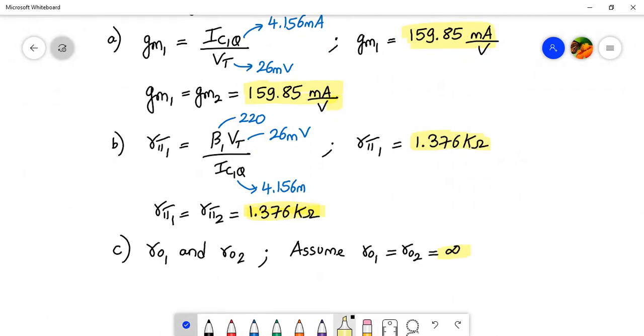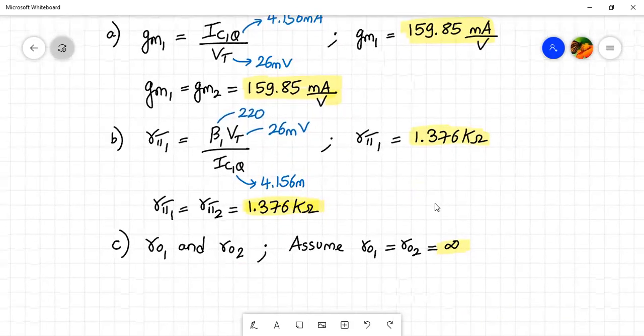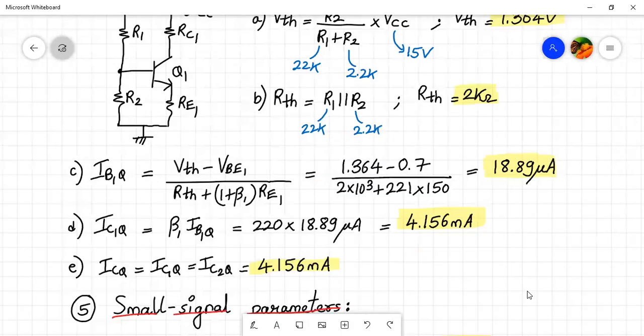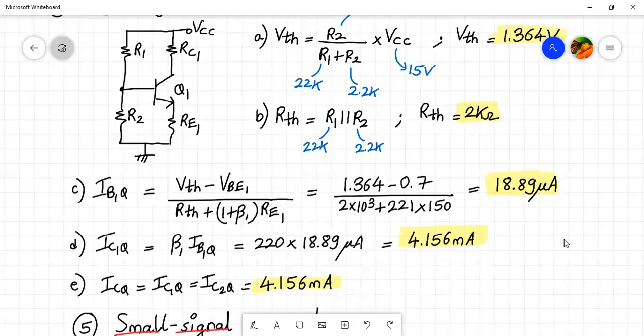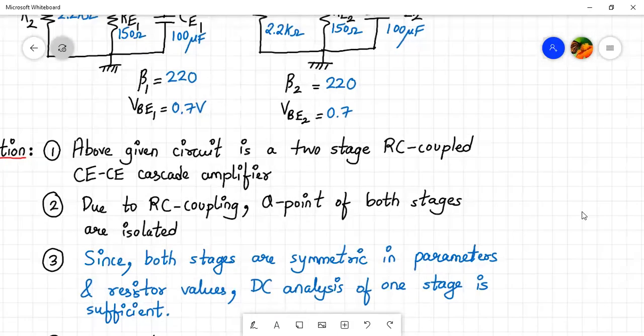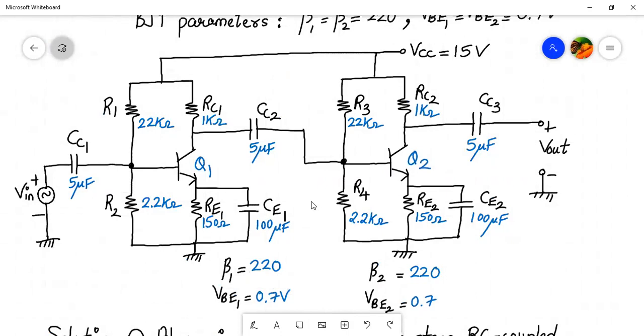Okay, fine. Next, we have found the value of DC parameters and small signal parameters gm and r pi. Now, to find the voltage gain, input resistance and output resistance, we'll draw the mid-frequency equivalent circuit for this diagram. We can quickly draw that and then easily find the values of the voltage gain and input and output resistance. So let's start and do that now.